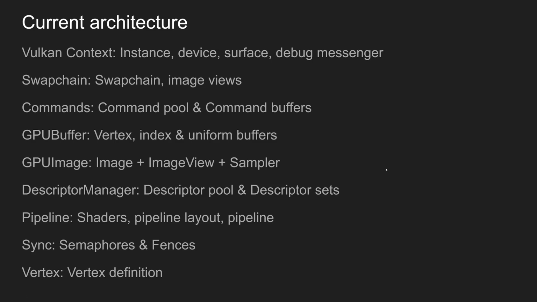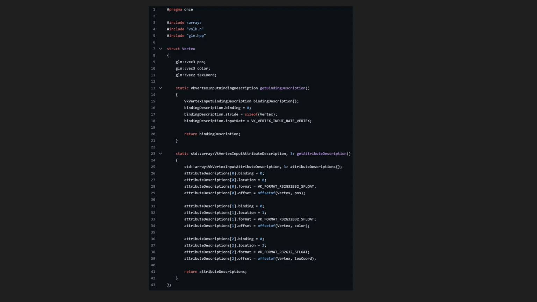So here's what the architecture looks like right now. I've added 4 objects since last time: vertex, GPU buffer, GPU image, and descriptor manager. And I'll just show you the headers. So this is the vertex definition. It describes the position, color, and UV data layout for a single vertex, and also provides the binding and attribute descriptions that Vulkan needs for the pipeline's vertex input state.